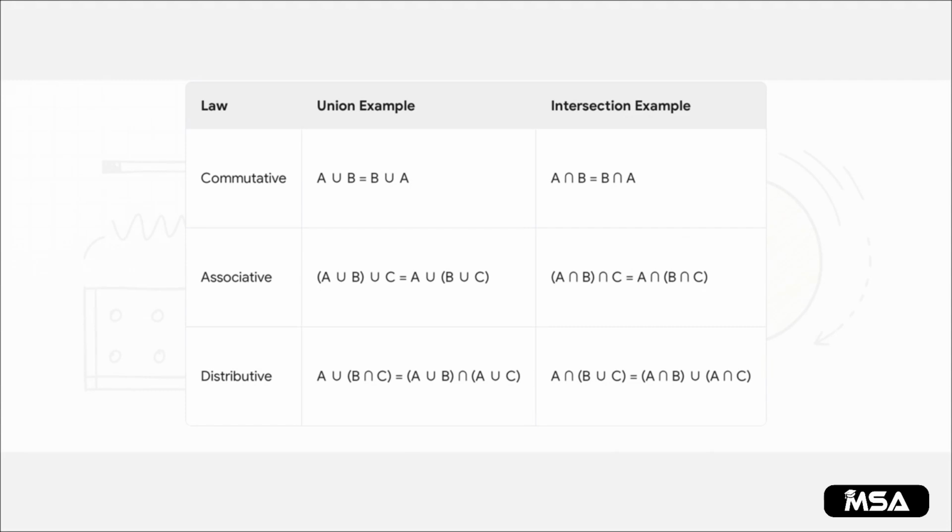Whoa, okay, I know this table looks a little intense with all the symbols, but trust me, you already know these ideas from basic math. The commutative law, that just says order doesn't matter. A union B is the same as B union A. The associative law says how you group things doesn't matter. And the distributive law, that just shows how these operations interact, just like multiplication and addition do. It's all about making a reliable system.